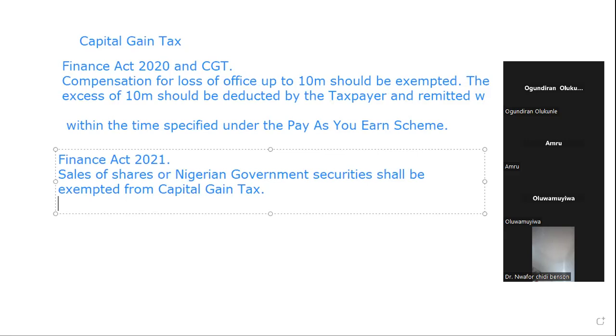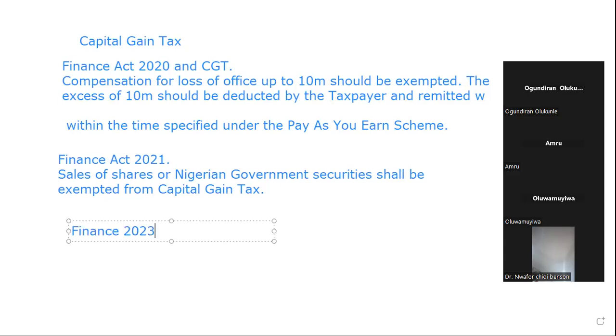So that's basically one of the provisions of Finance Act 2021 and the most recent Finance Act 2023. Finance Act 2023 says that cryptocurrency transactions, that's crypto trading.